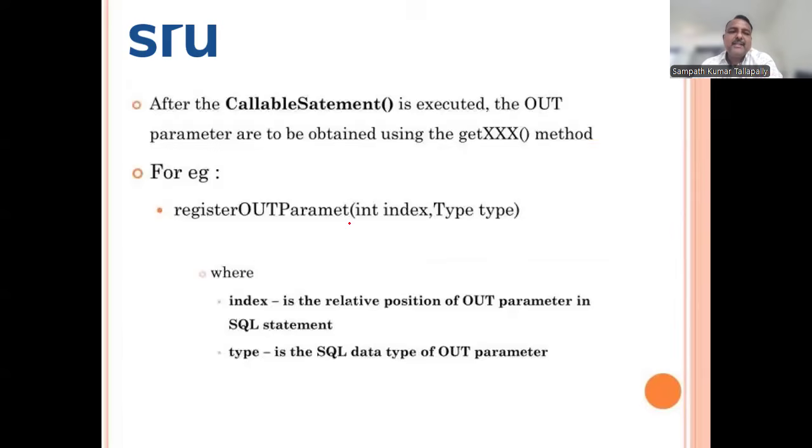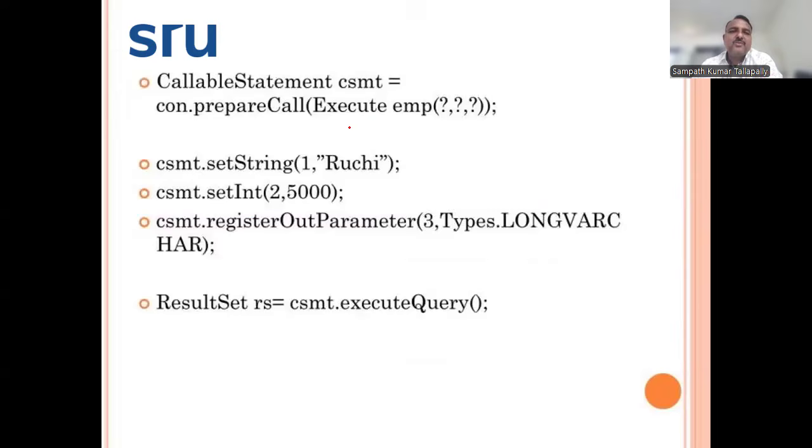Okay. The example here is the index register out parameter, where we are going to have the index, the callable statements. So see here, we have a method called emp method, right? We are going to call a method called emp. So we are going to call this method.